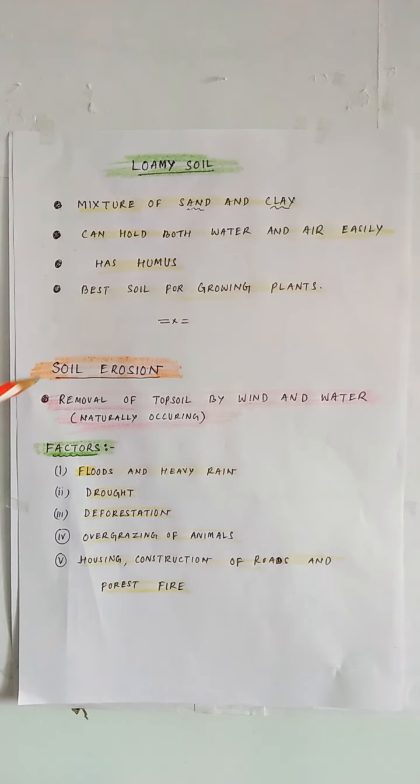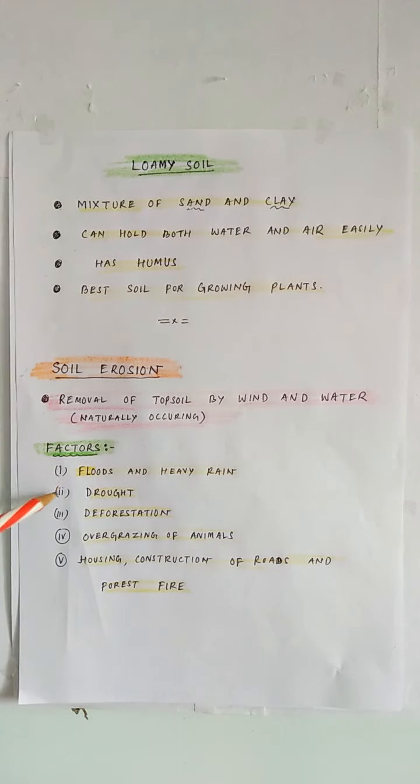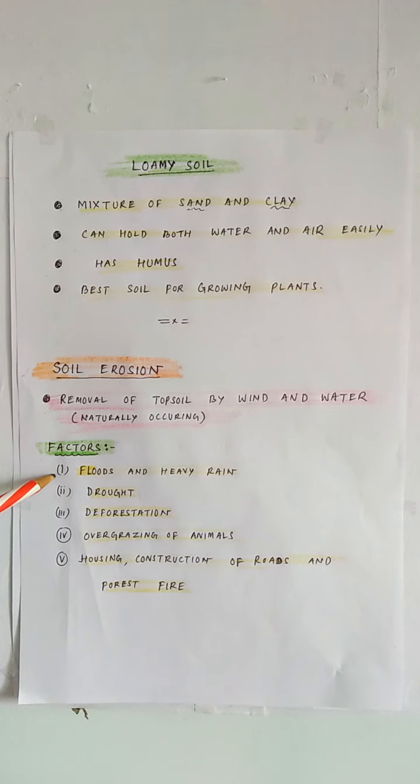Now, we are going to discuss soil erosion. It is the removal of topsoil by wind and water. It is a naturally occurring process. That means it is the carrying away of topsoil by the wind and water. Now, what are the factors that cause the erosion of soil? The first one is floods and heavy rain. Due to floods and heavy rain, the soil gets loosened and eroded.